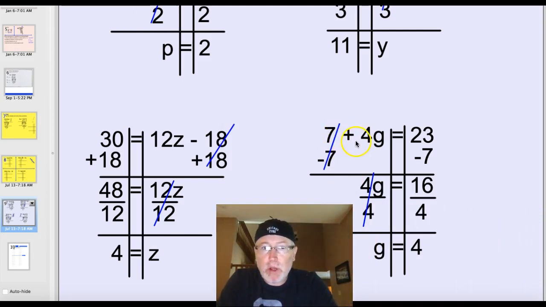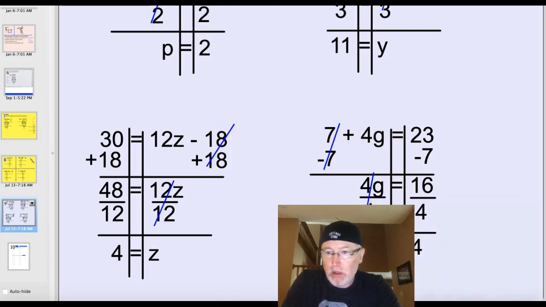And we've got this problem right here where we are going to subtract 7. We've got 4g equals 16, then we divide by 4 on both sides. Well, that worked out just lovely. Now we've got g equals 4. Perfecto. Pop it in. 4 times 4 is 16, plus 7 is 23.